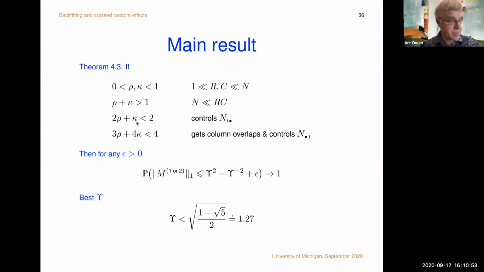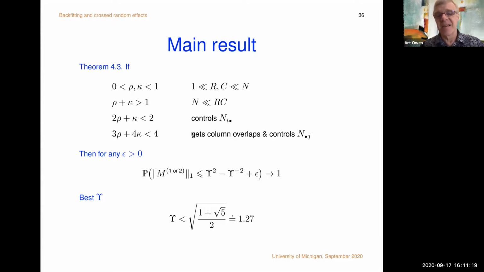But we need some extra conditions. We need this condition that 2 rho plus kappa is below 2. And that will control the sample sizes in each row. So we have to keep those close to equal, and this will do it.